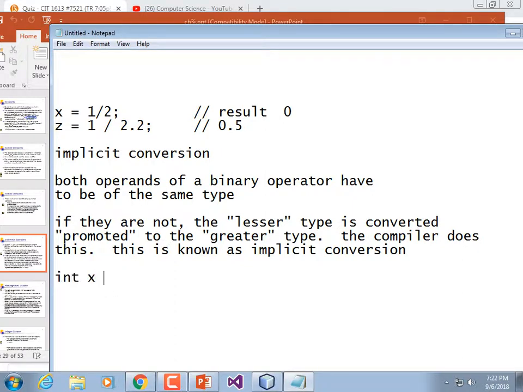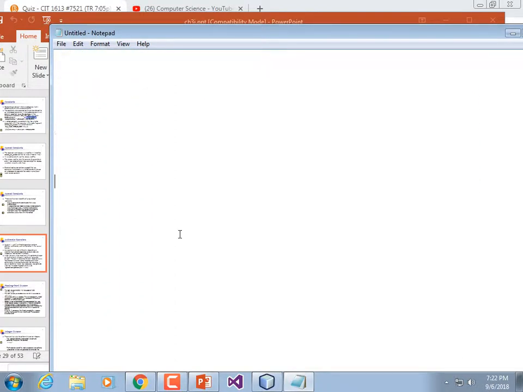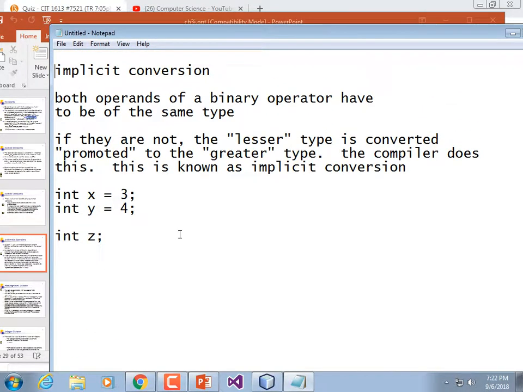So if we do int x is equal to 3, int y is equal to 4, and int z is equal to x divided by y, right? But suppose this statement was buried way down in a whole bunch of other lines of code. Then when you looked at it, you may not know that those are two integers. You may be expecting it to produce a floating point result. You may expect that if x was 1 and y was 2, you'd get 0.5 out of it. Well, you would, if both of them are not ints. So you just got to be careful of that.